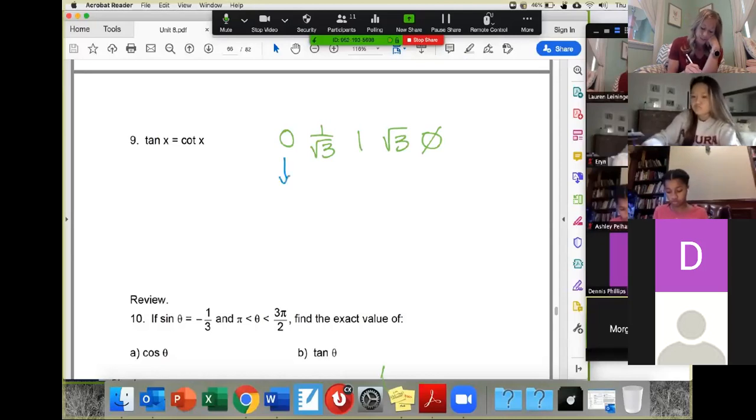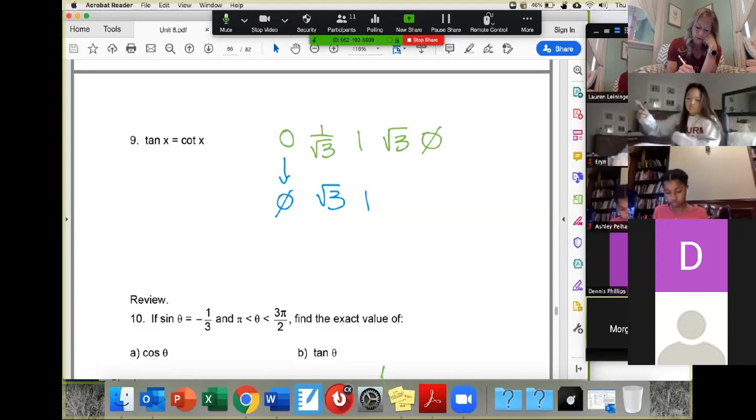So the reciprocal of 0 is undefined. The reciprocal of 1 over root 3 is root 3. The reciprocal of 1 is 1. The reciprocal of root 3 is 1 over root 3. And the reciprocal of undefined is 0.